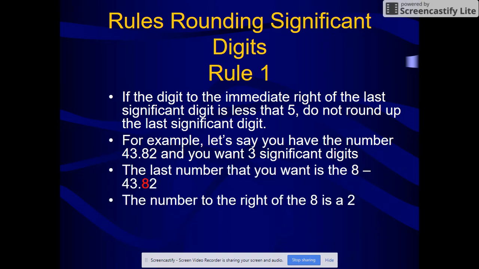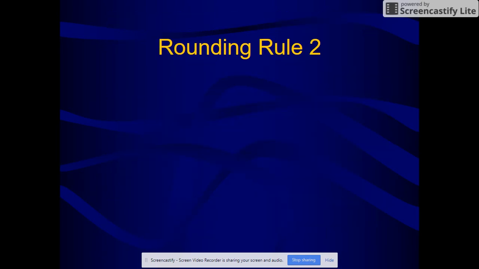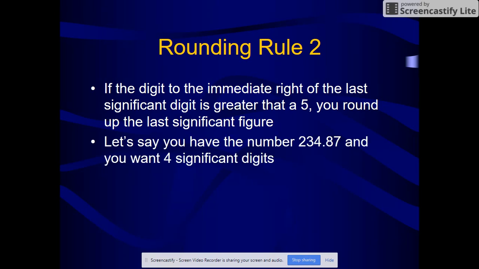So the last number you want is the 8. The number to the right of the 8 is a 2. Therefore, you don't round it up. The number is 43.8. Okay, so you know that one. If the digit to the immediate right of the significant number is greater than 5, remember then it's powerful, you round up the last significant figure. So let's look at this one. 234.87, and they say they want 4 significant. So it's 1, 2, 3, 4.